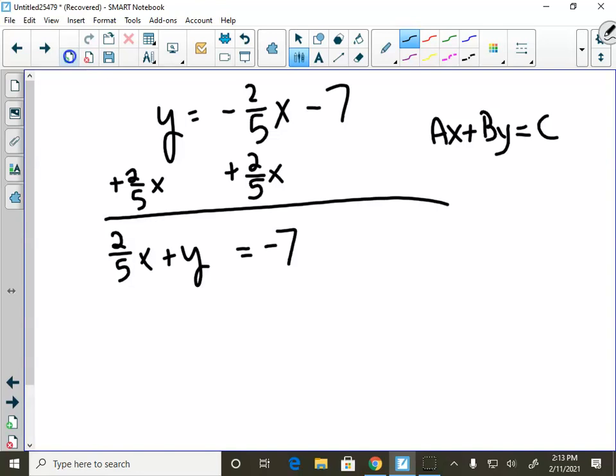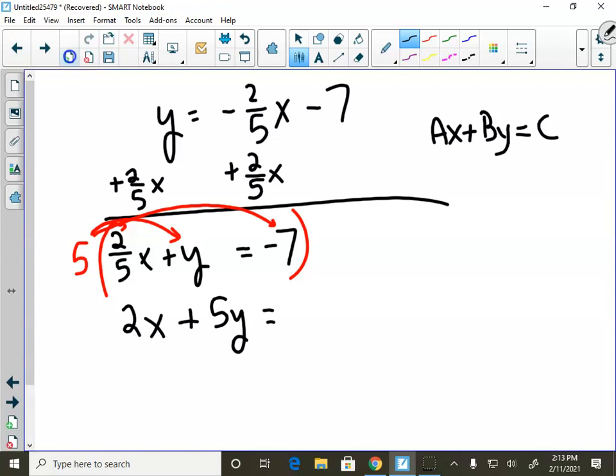That means we're going back to what we learned a long time ago, clearing fractions. The way we're going to clear it is we're going to multiply by the common denominator of the fractions. So you can see the only fraction we have is 2/5. So our denominator is going to be a 5. So we're going to multiply everything by 5. That means we're distributing that 5 to each of the terms. Don't forget to distribute it to that negative 7. So that's going to leave us with 2x plus 5y is equal to negative 35. And there we are in standard form.